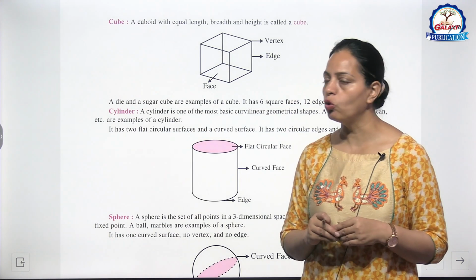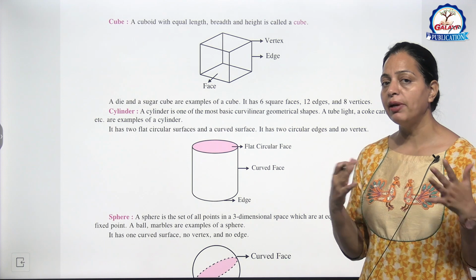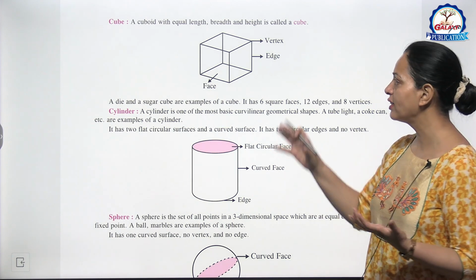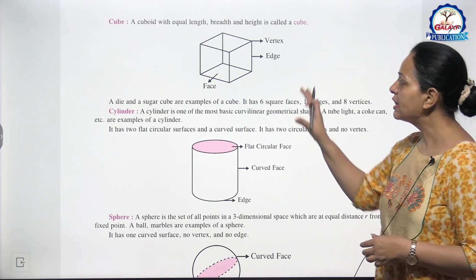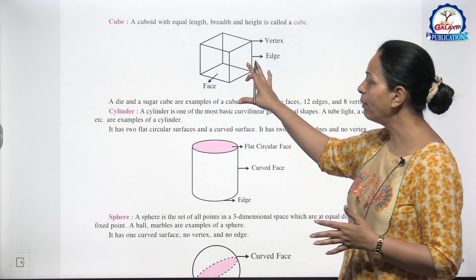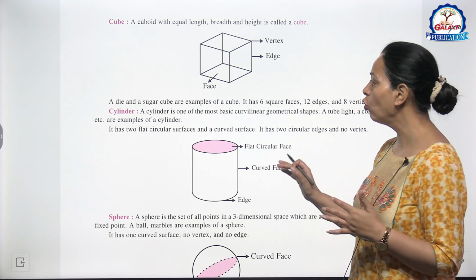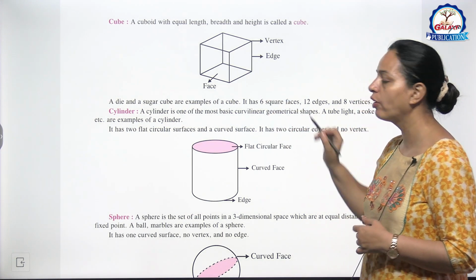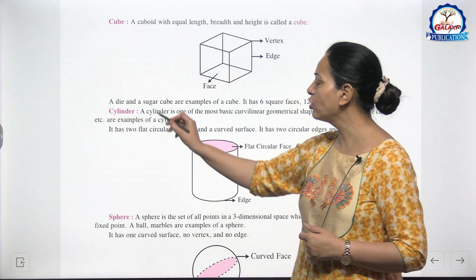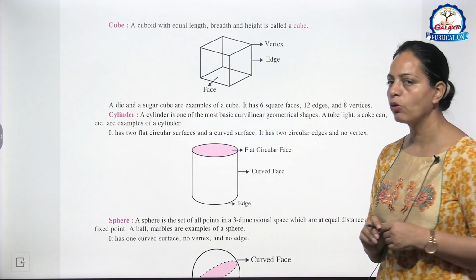The next is cube. A cuboid with equal length, breadth and height is called a cube. When we take length, breadth and height all three equal, like dice or ice cube, okay, that is a cube shape. Okay, now same as cuboid, we have 12 edges, 8 vertices and 6 faces. Same in a cube we have 6 faces, 12 edges and 8 vertices. In a cube each face is a square face, square shape, because all the sides are same, right? So a die and a sugar cube are examples of a cube. It has 6 square faces, 12 edges and 8 vertices.